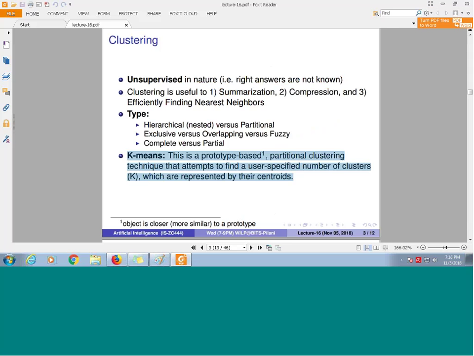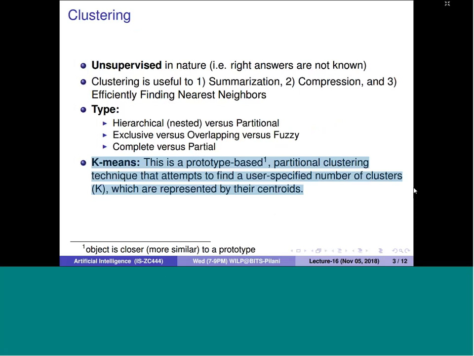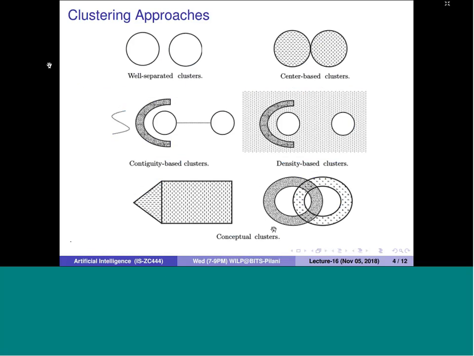I have to go full screen. All right. Clustering approaches can further be seen this way: sometimes when you apply clustering, you get well separated clusters. So there could be an approach that gives you clusters which are well separated. Sometimes you can get this kind of cluster.